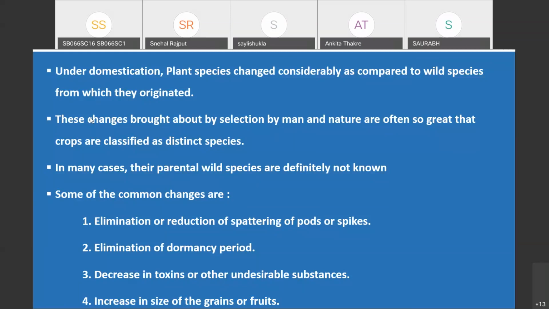Distinct species means that we cannot identify the wild weedy species from which these crops originated, and now we are saying that these are completely different species.